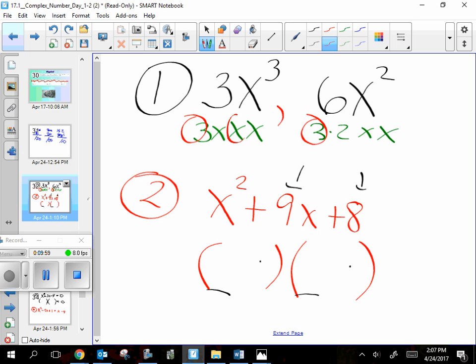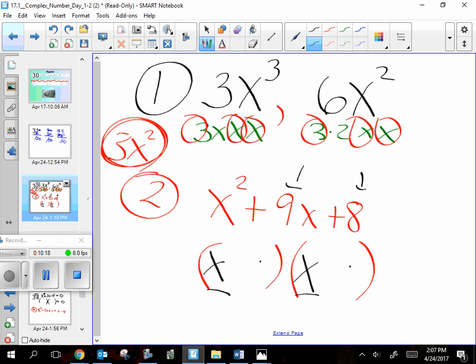This and this and this, and this, and this, and this. Look at that. There's a 3 and an x and an x. That makes 3x squared. Raise your hand if you had 3x squared for that first one. All right, good. 3x squared for number 1.